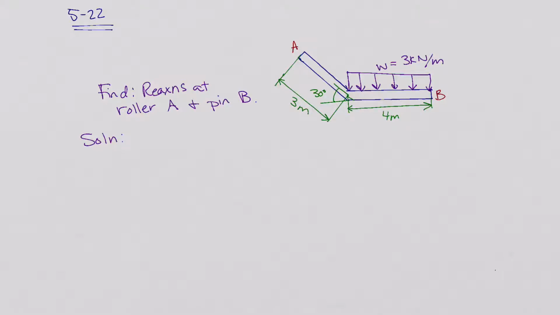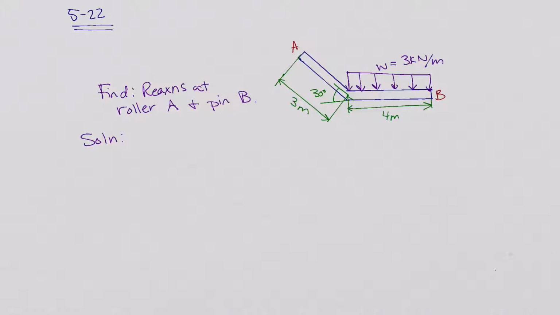This is problem 522 from your book. The problem statement reads, if the intensity of the distributed load acting on the beam is W equals 3 kilonewtons per meter, determine the reactions at roller A and roller B. So the load is distributed over that whole 4-meter piece that you can see in the drawing I did there.